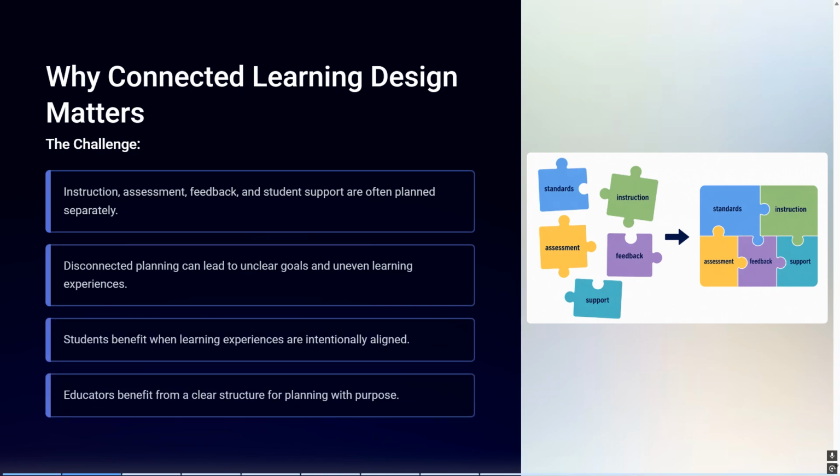Educators are responsible for many different parts of the learning process. They plan instruction, assess student understanding, provide feedback, support diverse learners, and help students transfer learning beyond one lesson or unit. When these pieces are planned separately, students may experience learning as disconnected. Connected learning design helps educators create more coherent learning experiences by aligning goals, instruction, assessment, feedback, and support right from the beginning.